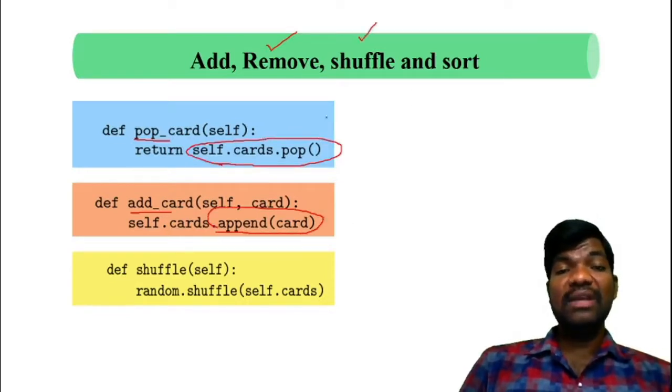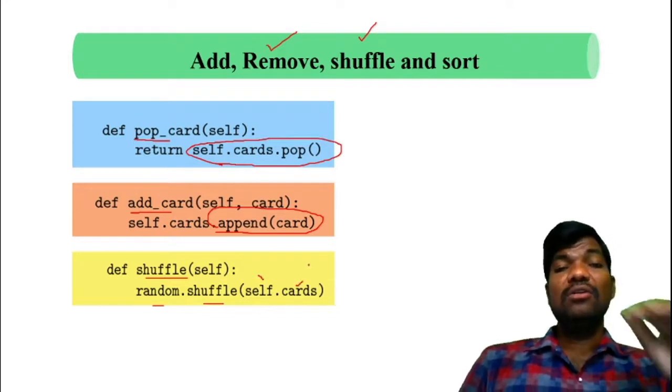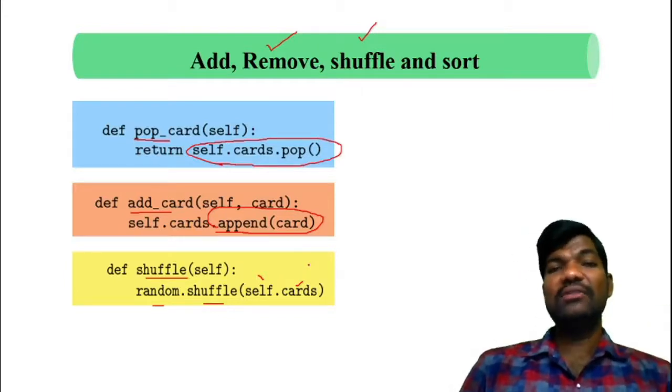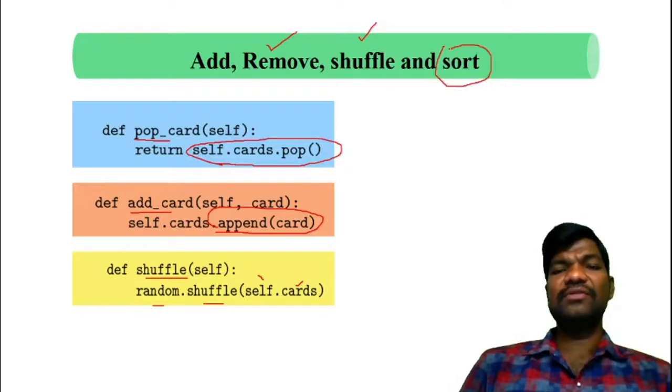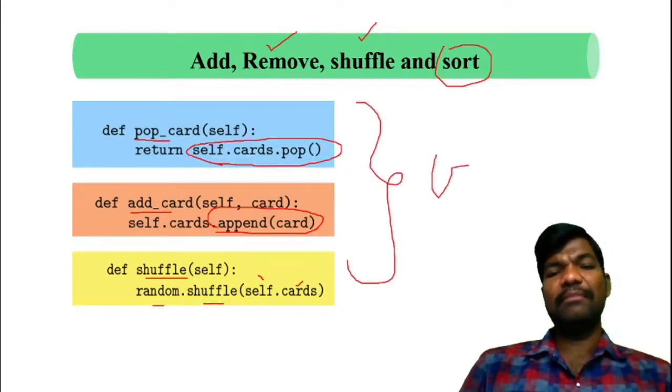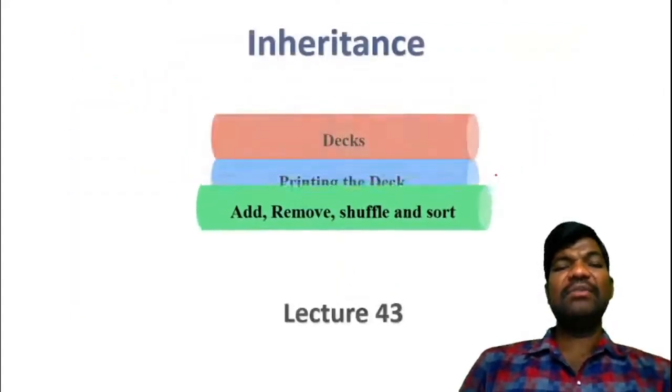Shuffle. Shuffle means you are shuffling the cards randomly. So self.cards, like that. In the object, you are shuffling the cards before going to the distribution, right? Sorting is for rare use. So these 3 are mainly what we use in the game, right? So that's add, remove, shuffle and sort.